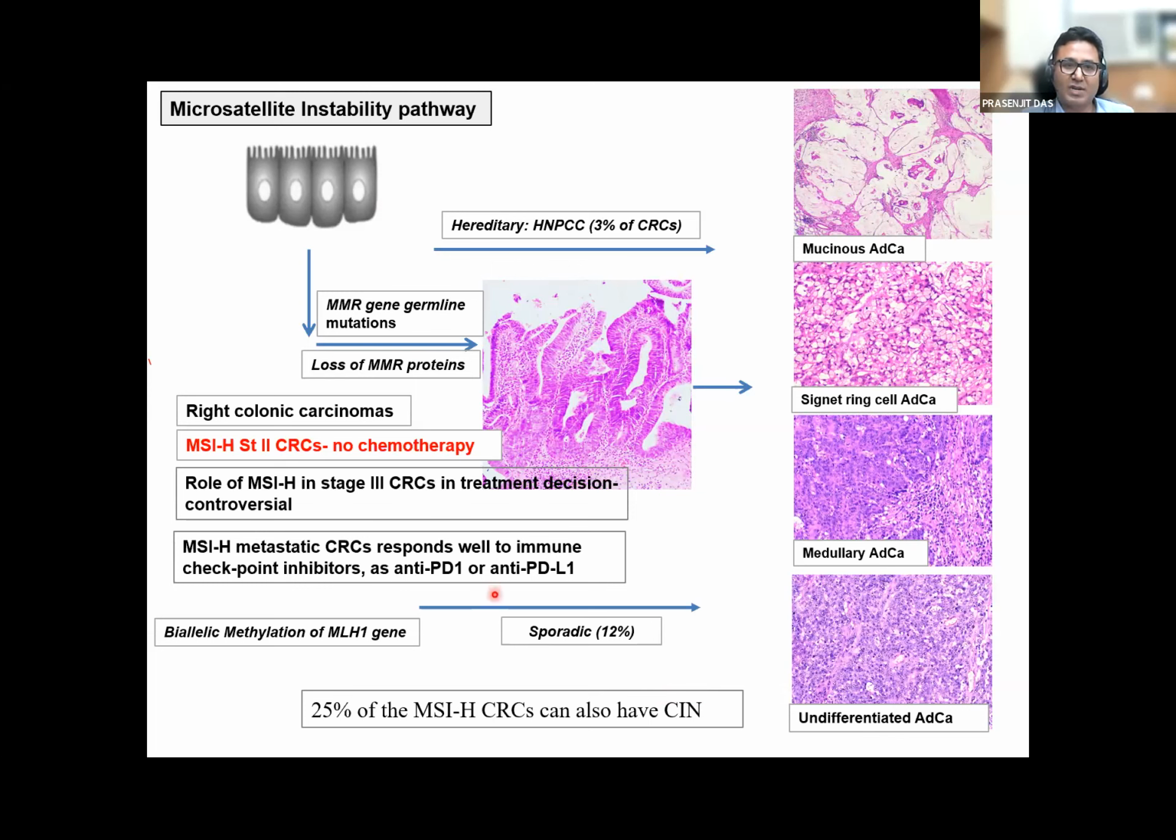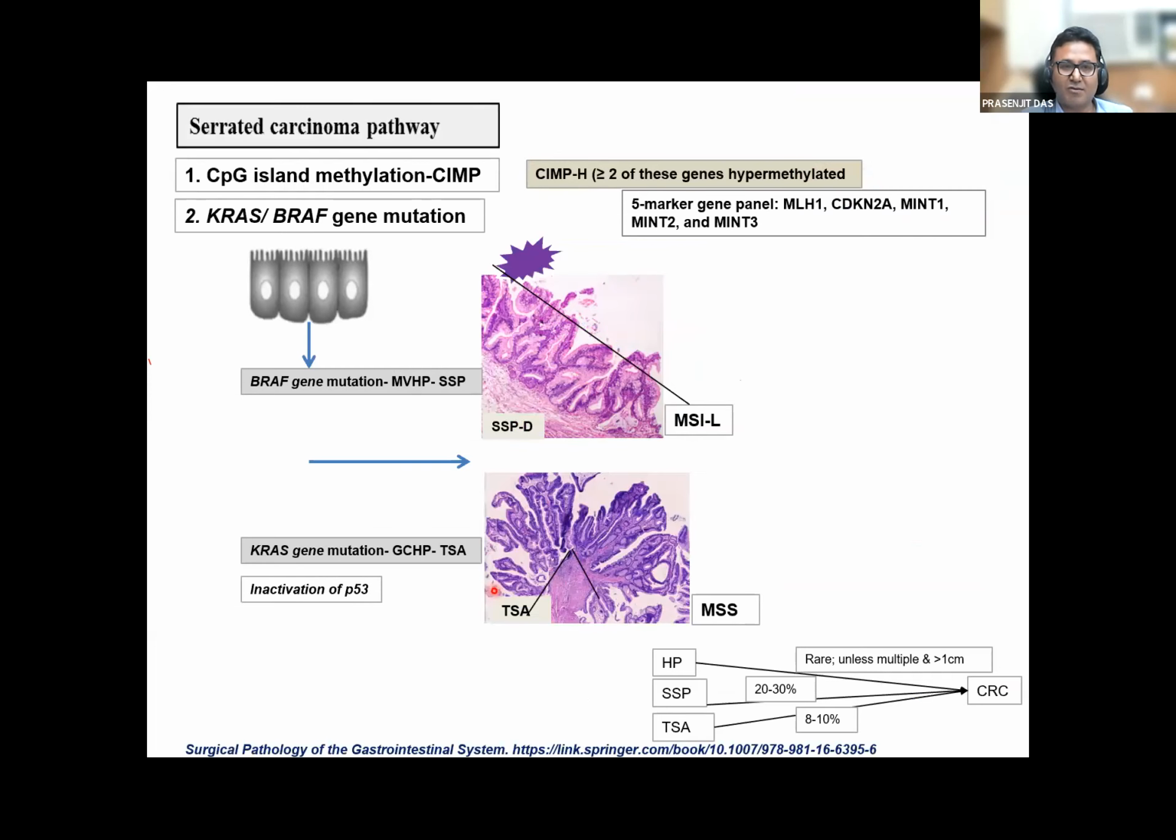We have two changes in the serrated carcinoma pathway. One is CpG island methylation, also called the CpG island methylation phenotype. What is that? CpG means cytosine preceding guanine. This motif is commonly present in the regulatory regions of various tumor suppressor genes, and these areas commonly undergo methylation. Methylation is an epigenetic phenomenon. Due to methylation, there can be suppression of gene expression.